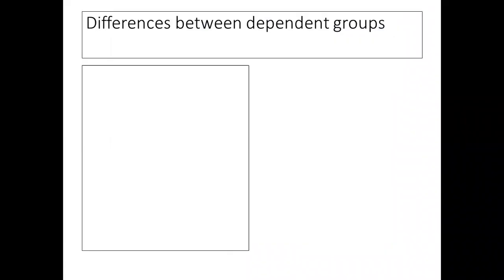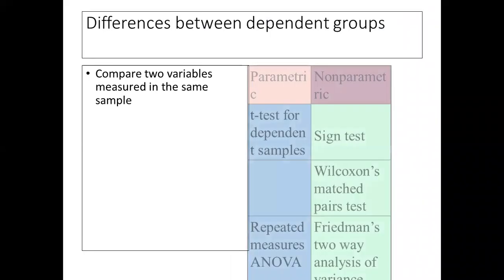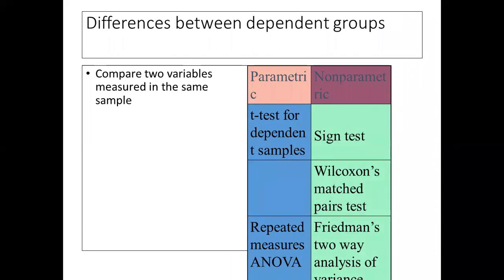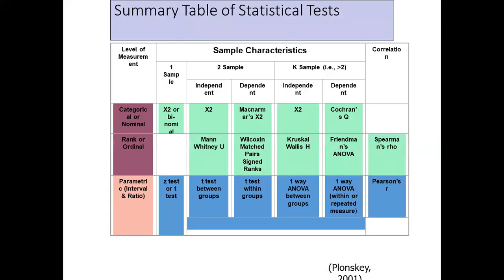All right. So again, if we want to compare two variables that are measured in the same sample, the parametric test is a t-test for dependent samples. The non-parametric one that can be used is the sign test, or the Wilcoxon matched pair test. Then we can also use the repeated measures ANOVA. But when your data fails that, you use the Friedman two-way analysis of variance. That is the non-parametric equivalent of a repeated measures evaluation. So this gives the summary table of statistical tests.